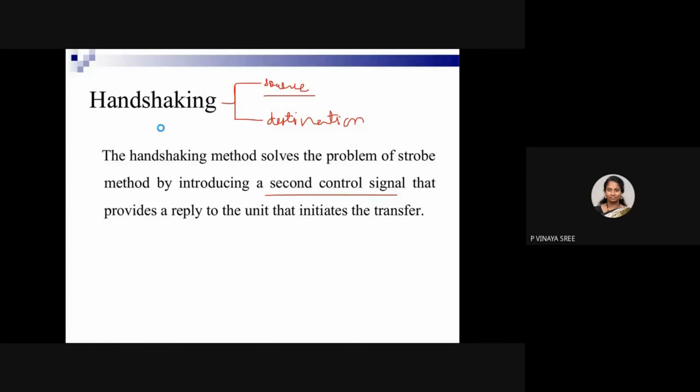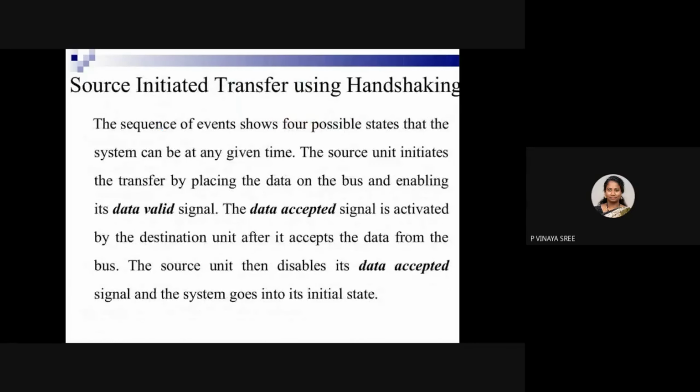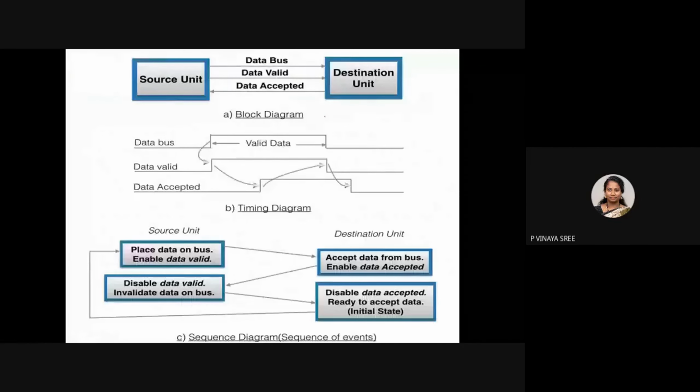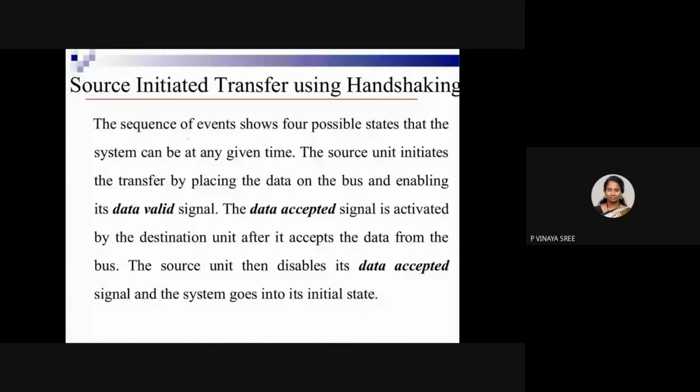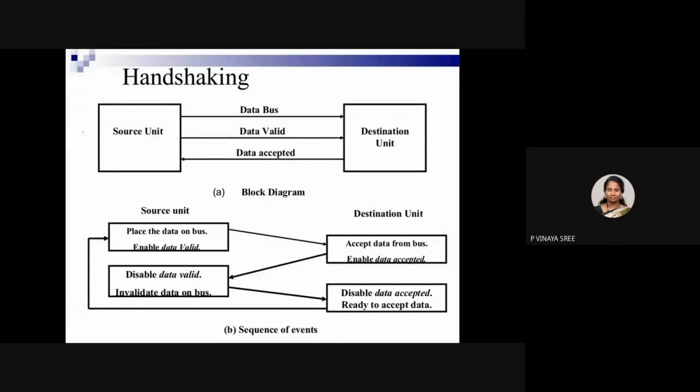In handshaking, you again use source initiated transfer using handshake, and destination initiated transfer using handshake. So let's start with the source initiated data transfer. Here we have a source unit. Consider the source unit as the CPU, and the destination unit as the IO devices. I already mentioned clearly that the data transfer is between a processor and IO devices.